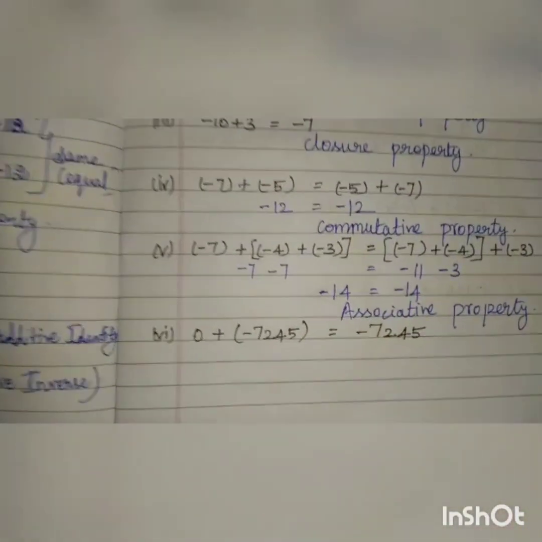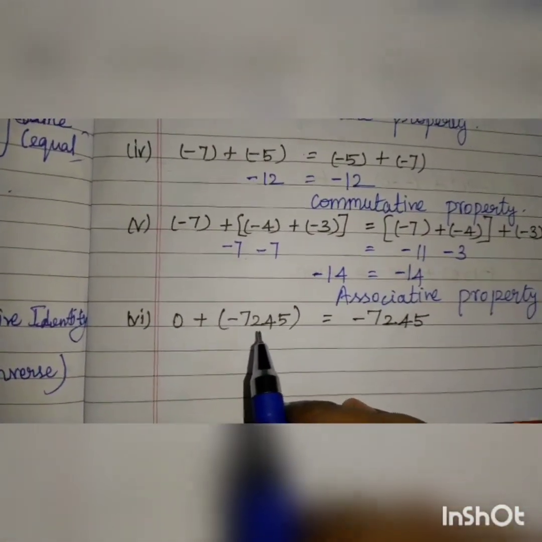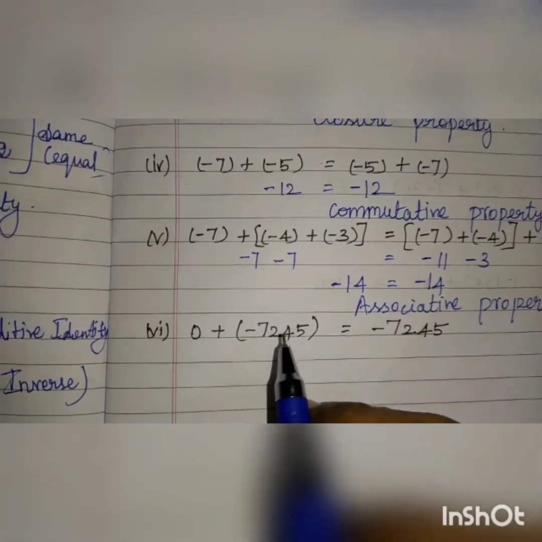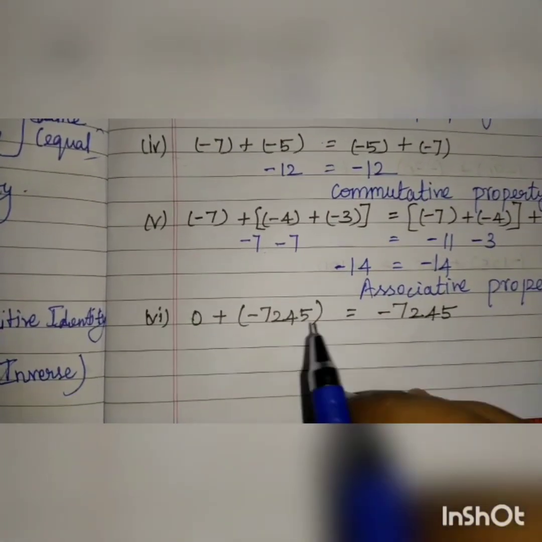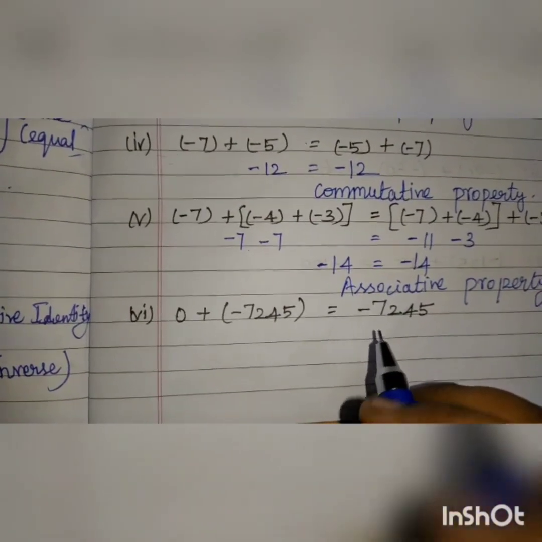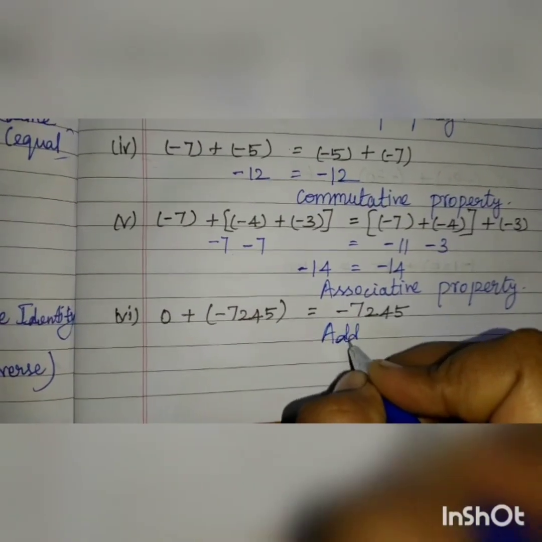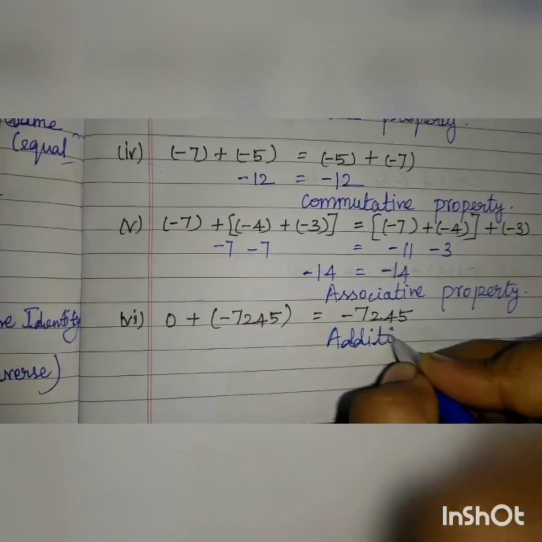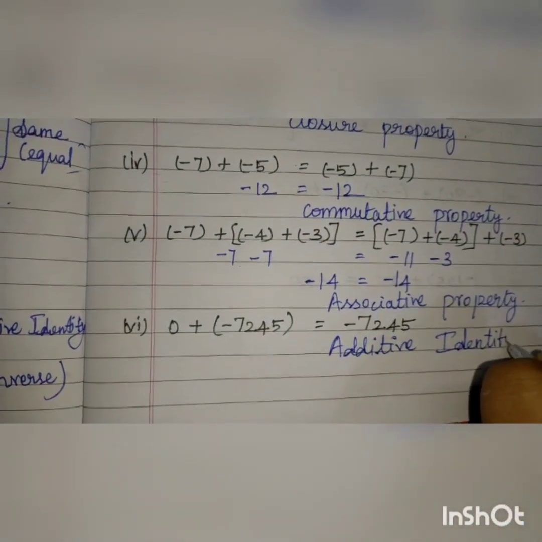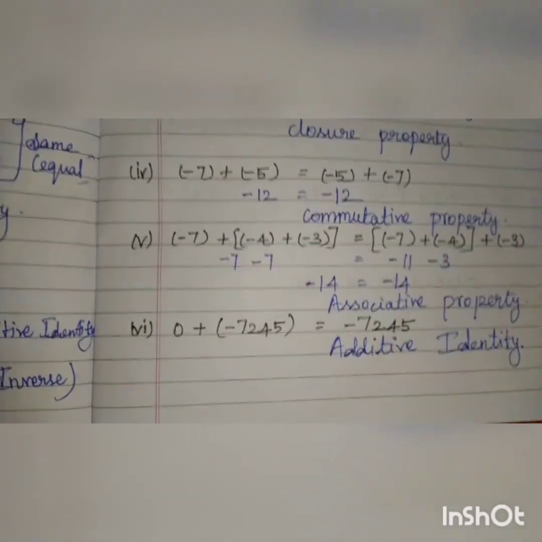Okay, are you clear? Next, 0 plus minus 7245 equals, we get the same answer. Any number added with 0, we get the same answer. So what kind of property is it? Additive identity. Additive identity. Okay, are you clear up to this?